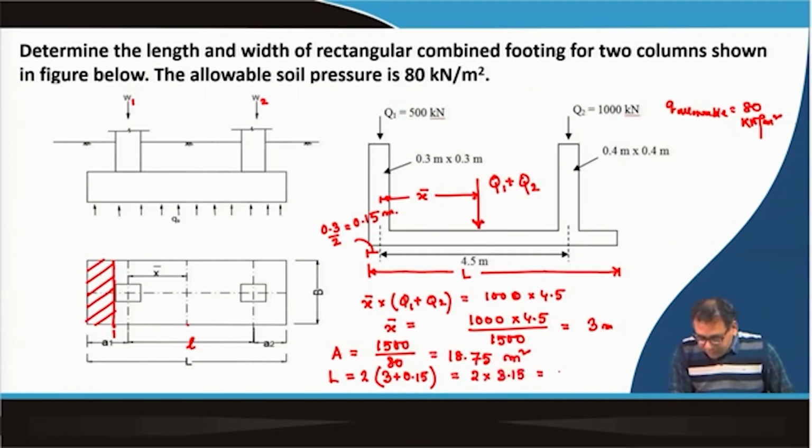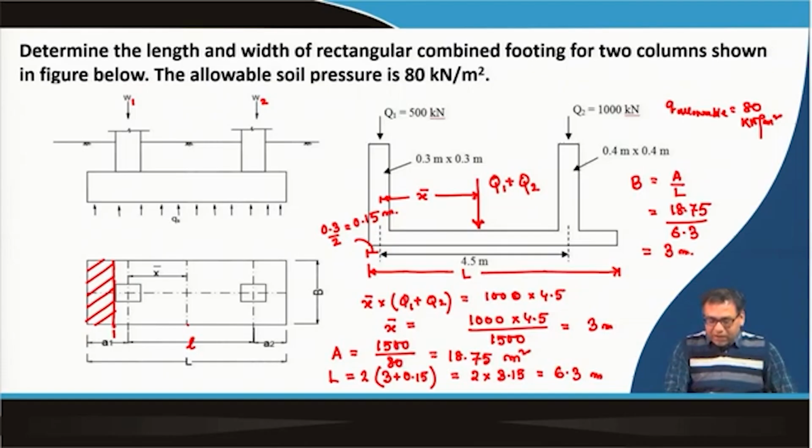So this will be 6.3 meter. So the required length we have decided, that is 6.3 meter. So L is 6.3 meter. So B will be A divided by L. A is 18.75 and L is 6.3. So the required B is 3 meter.